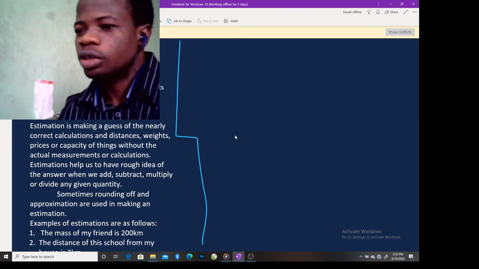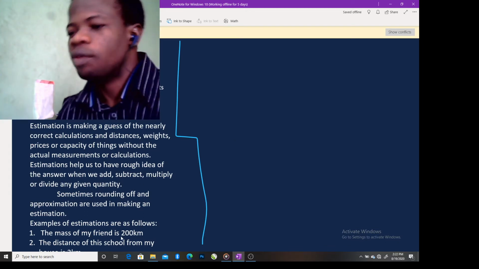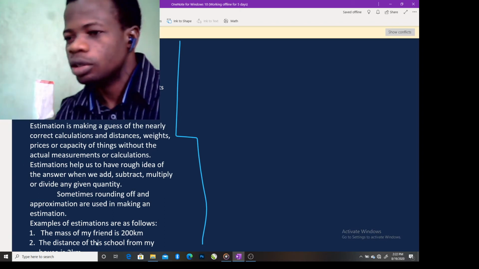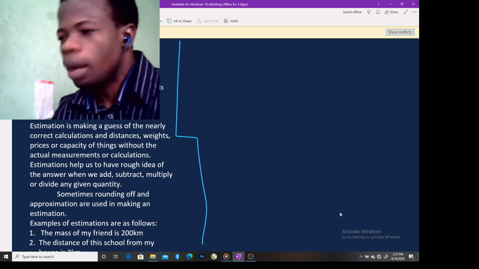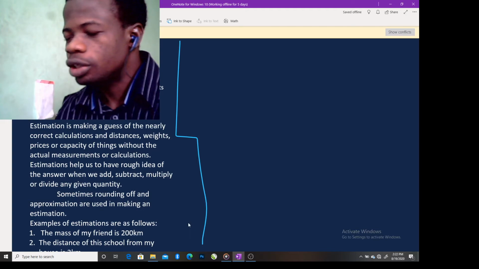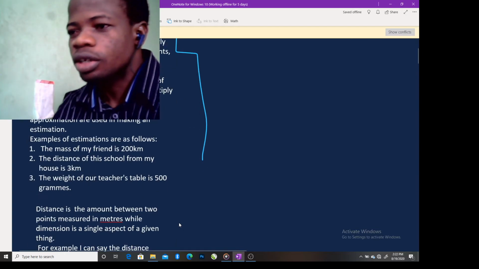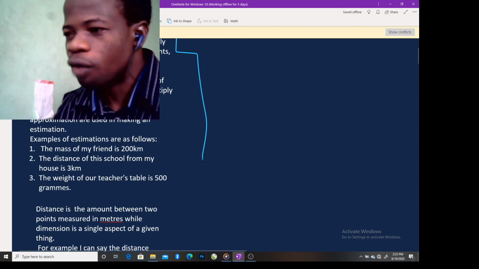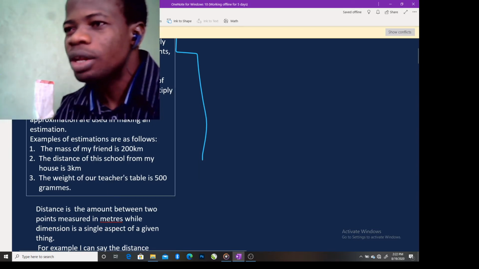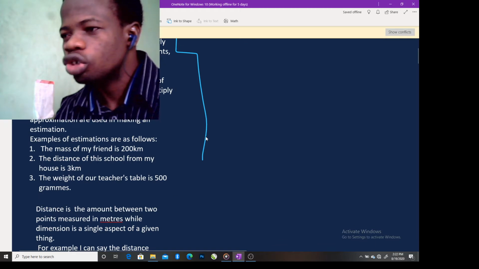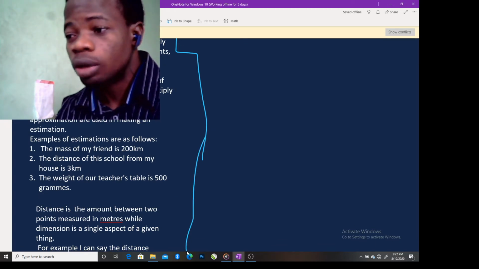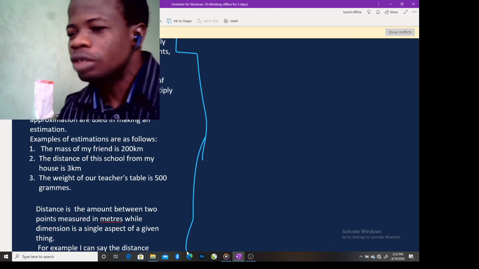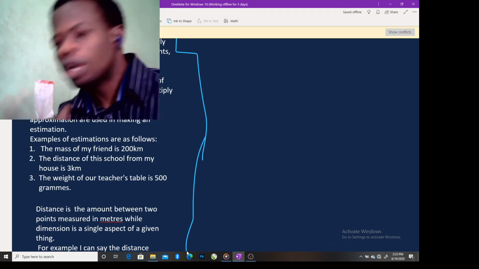Now we talk about estimation. For example, the mass of my friend is 200 kilograms. Just giving a value of your friend's mass. The distance of the school from my house is 3 kilometers. The weight of a teacher's table is 500. So you are giving us a value, a range. At times you may not be sure, so that is an estimate. Now distance between two points is measured in meters, while dimension is a single aspect of a given object.